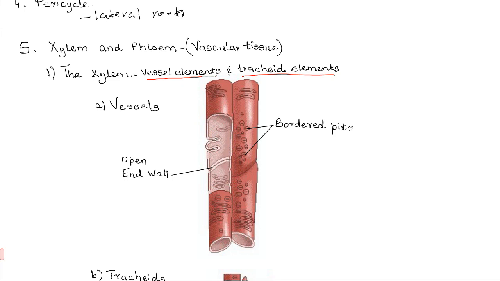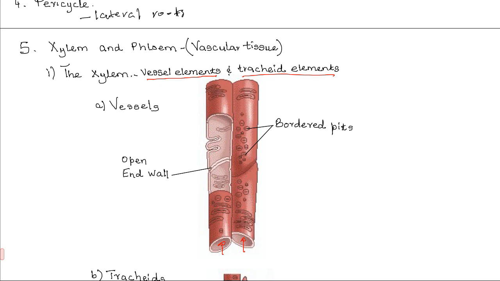Both vessels and trachea elements have thickened lignified walls that enable them to withstand high pressure without collapsing, and also enable them to serve as supportive structures to the plant. So both of them have thickened lignified walls for strength and also to prevent them from collapsing, because they both have hollow lumen. Both of them have hollow lumen for free passage of water and mineral salts.